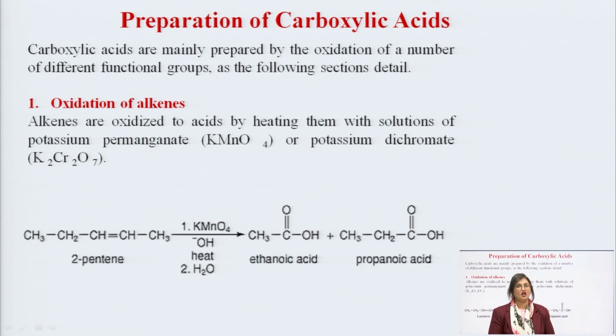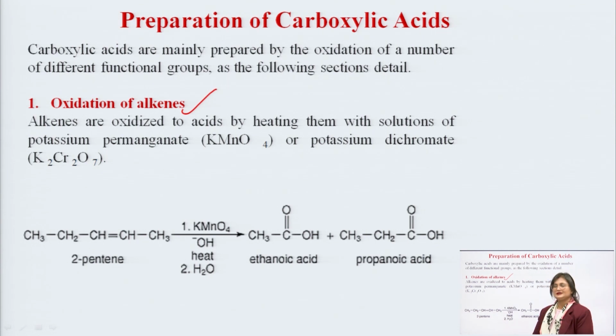Now, let us have a look into the preparations of carboxylic acids. How do we go about preparing carboxylic acids? Carboxylic acids are mainly prepared by the oxidation of a number of different functional groups. So, the first reaction under carboxylic acid which we shall be looking into is the oxidation reaction. Now, oxidation of alkenes.